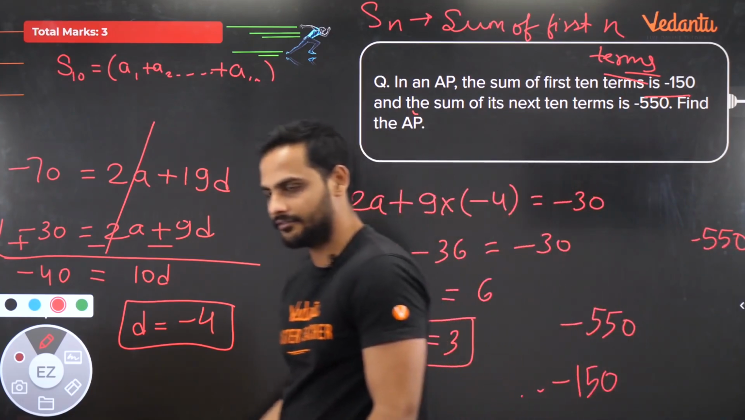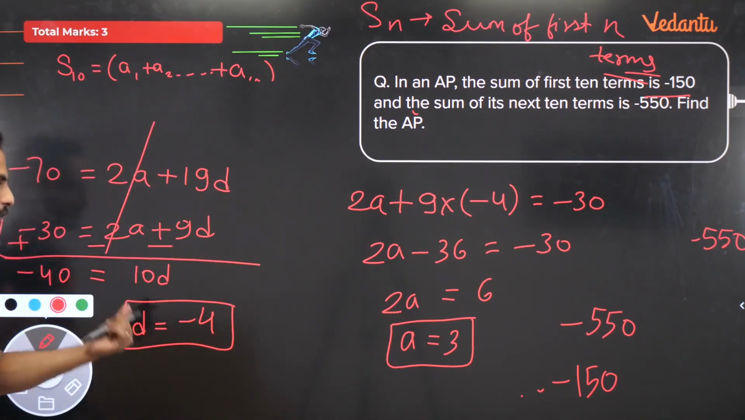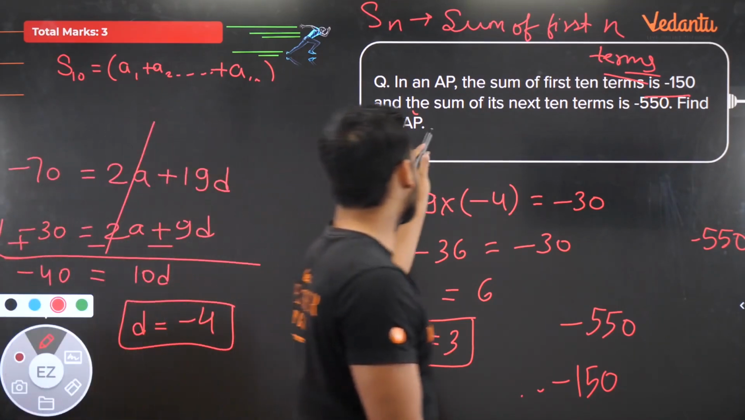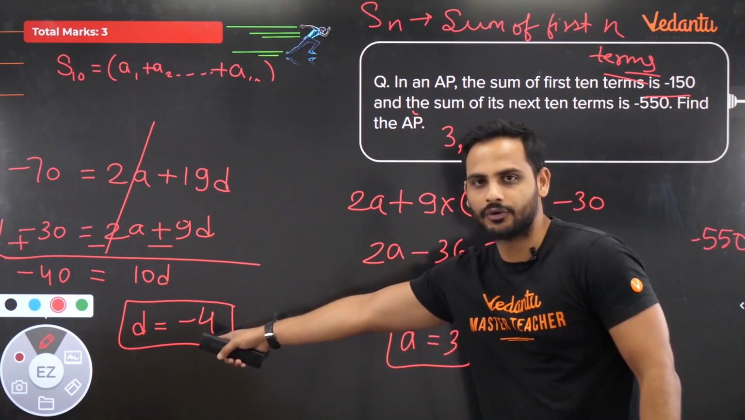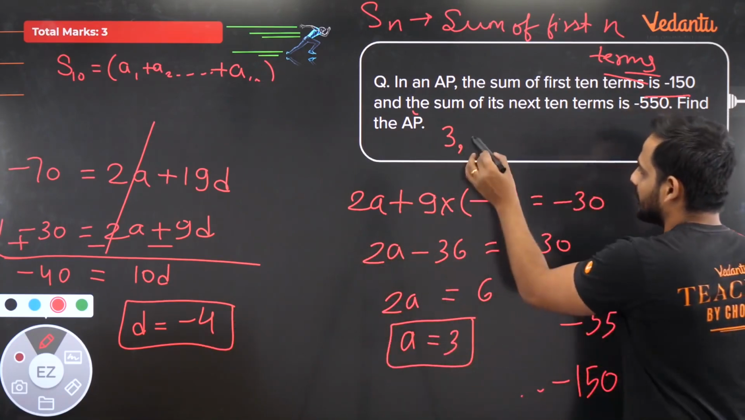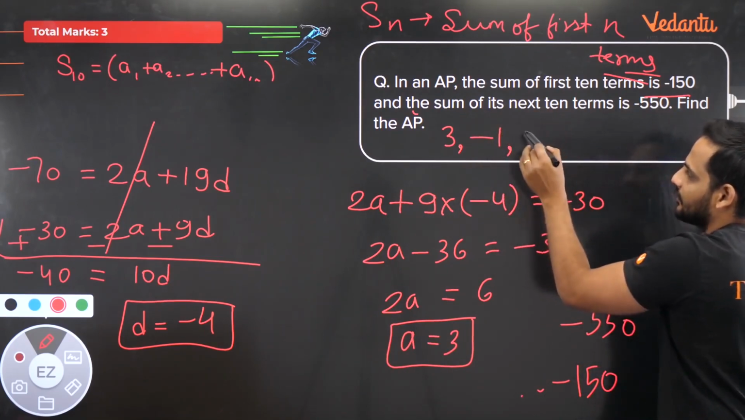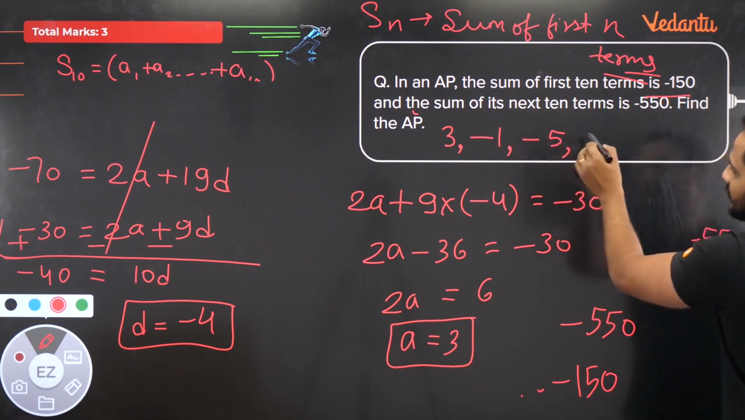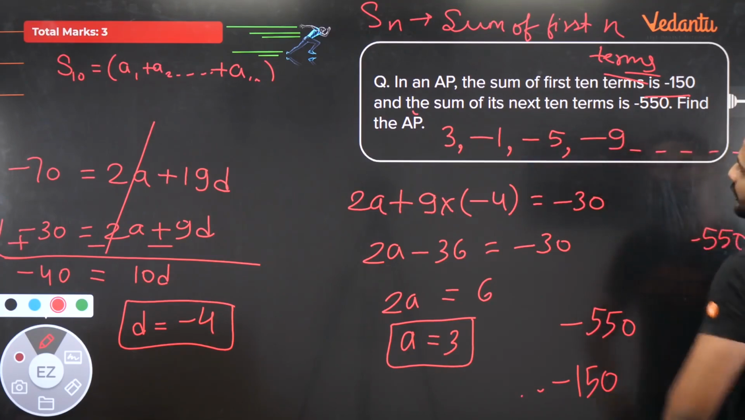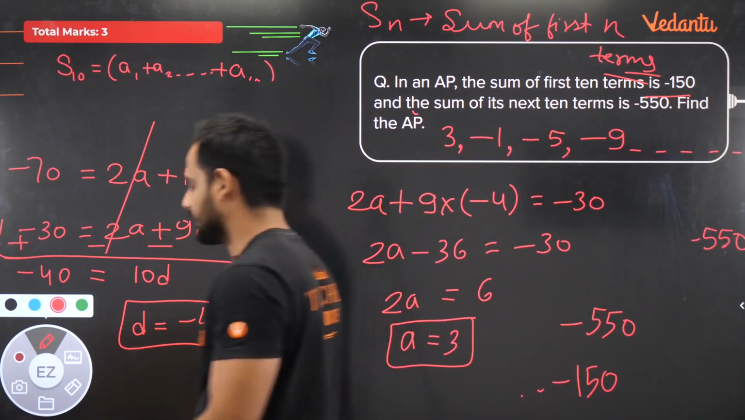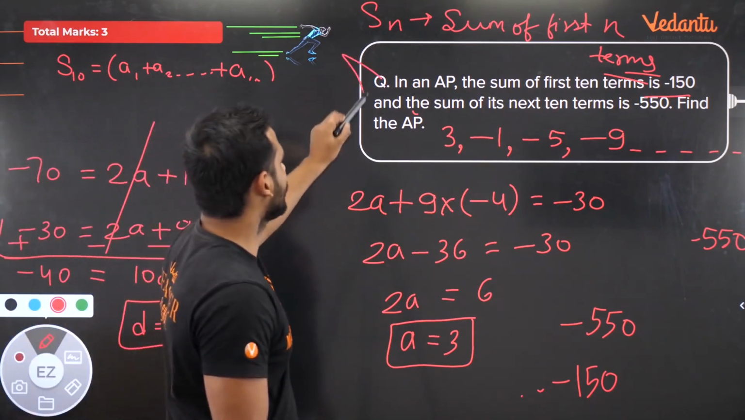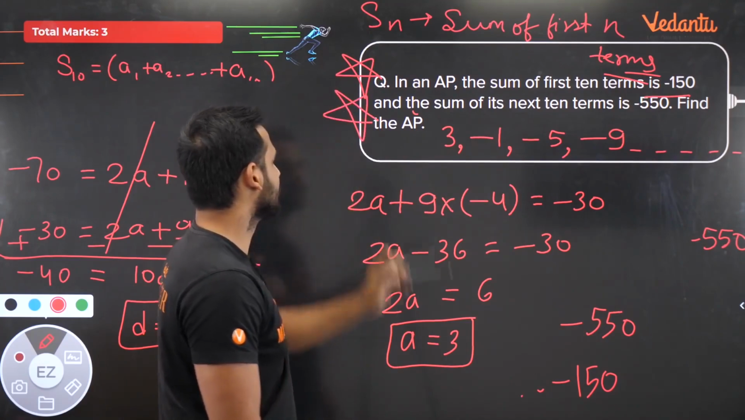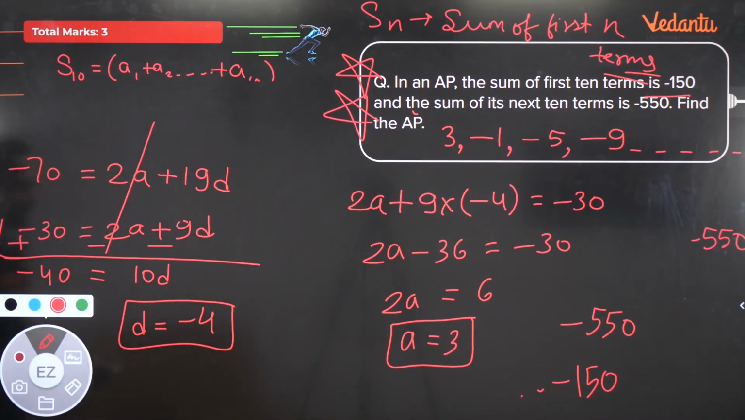Now you know a, which is the first term. You know d, which is the common difference. You can easily tell the AP will be 3. Then 3 add minus 4, 3 minus 4 will be minus 1. Add minus 4 in minus 1, minus 5. Add minus 4 in minus 5, minus 9, and so on. So this is going to be your AP: 3, minus 1, minus 5, minus 9, and so on. Very important question. Remember. Rewatch the video if you want to revise this question one more time.